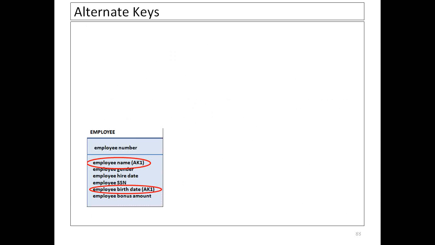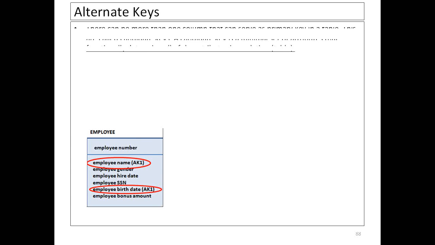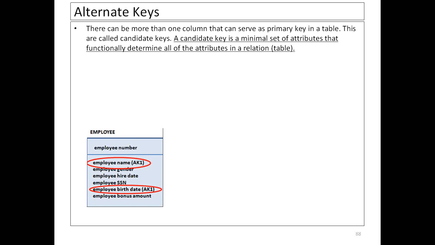Now, alternate keys. For alternate keys, we must first understand what candidate keys are. There can be more than one column that can serve as a primary key in a particular table, and these other columns which can even serve as primary keys are called candidate keys.